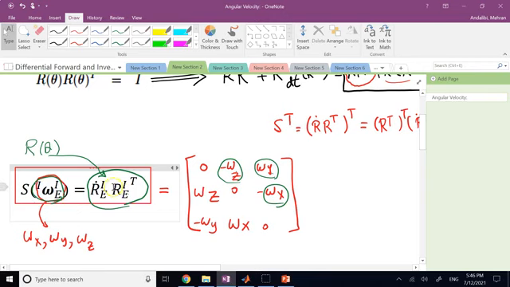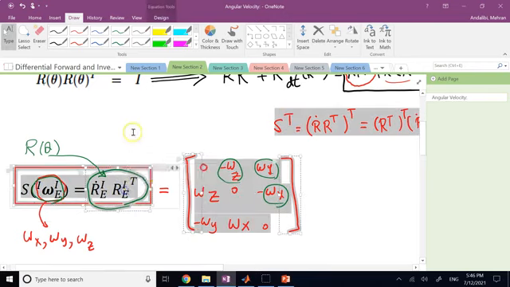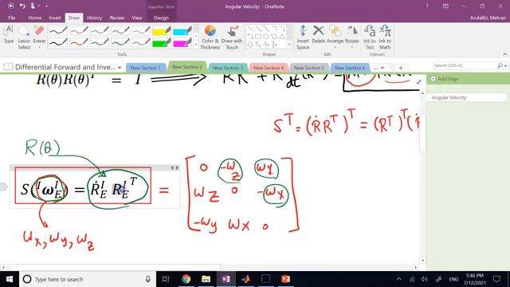So if this R matrix is given to me from my forward kinematics, remember in forward kinematics we find R of E with respect to I. If I plug it into this formula, I can also find the angular velocity of the end effector with respect to the inertial.